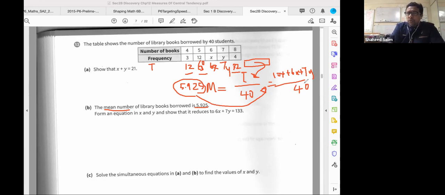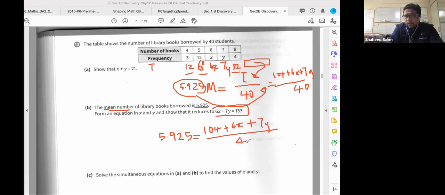So now you try to bring all the numbers to one side and see whether you can get this. You see, there's 6x plus 7y. We have 6x plus 7y. You have to get rid of the 40. Means your equation now is 104 plus 6x plus 7y, and this is over 40, right? So step 1, you get rid of 40. How to get rid? You can bring it to the other side or whatever. Then bring 104 there, and see whether it equals 133. Okay, all the best.